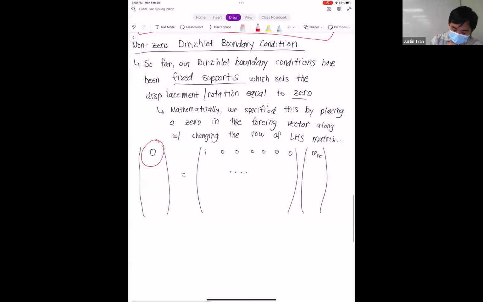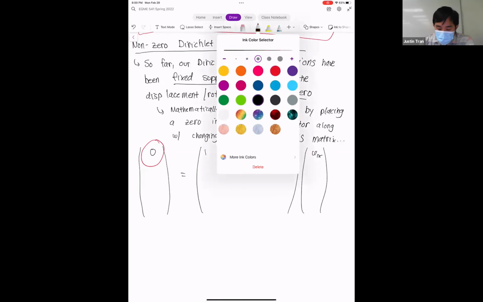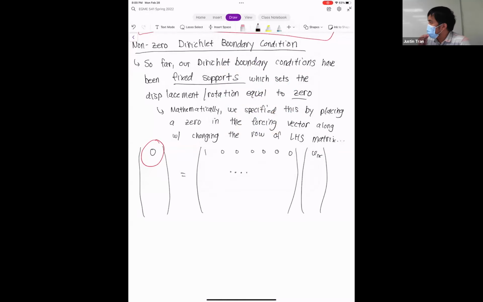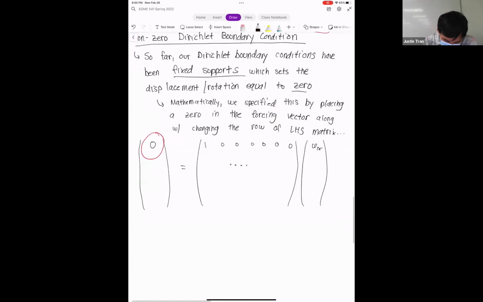I want to talk about this part of what we did. That part basically sets the displacement equal to 0. But what we'll see, especially in the second half of the class, once we get into more general finite elements, is that we're going to come across situations where we set Dirichlet boundary conditions to non-zero values.